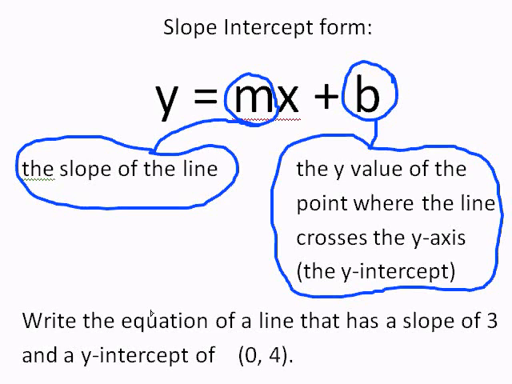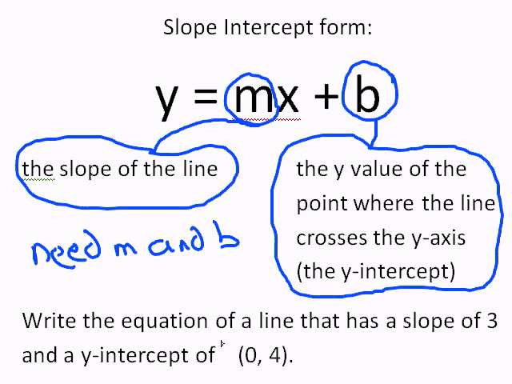So we're going to be given a problem and asked to write the equation of the line, such as this one below. Write the equation of a line that has a slope of 3 and a y-intercept of (0, 4). In order to write the equation of a line, what do we need to know? We need to know the m and we need to know the b.